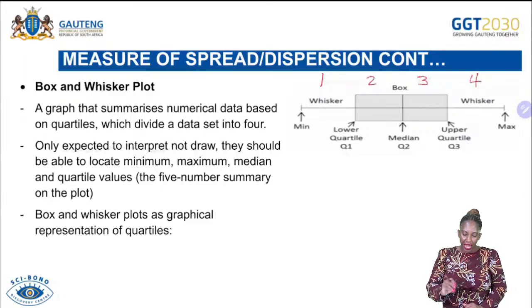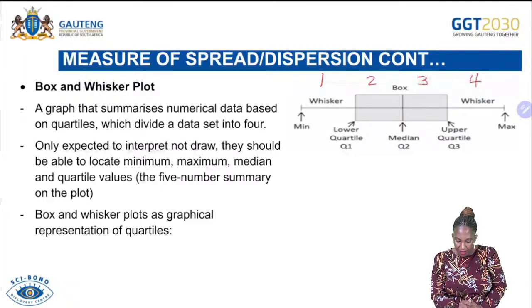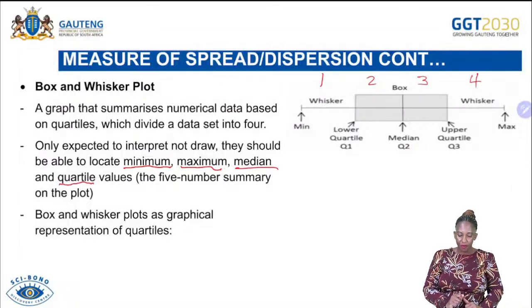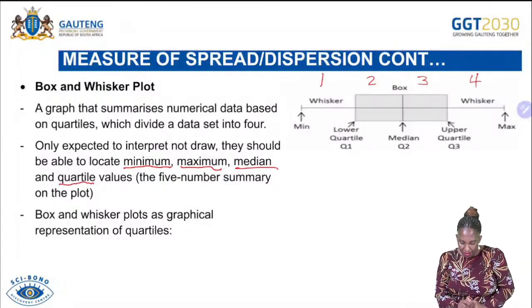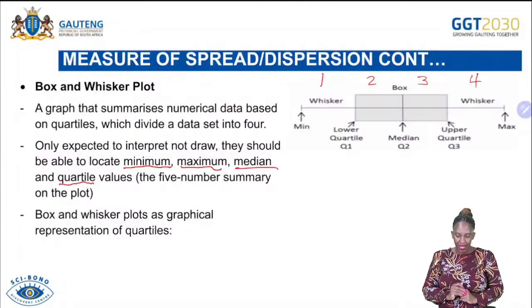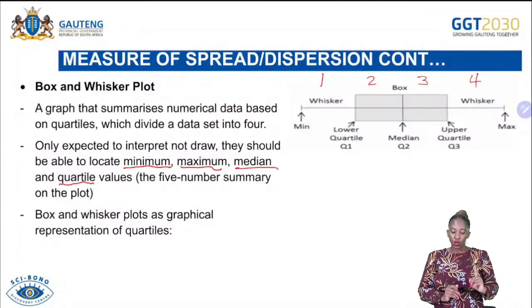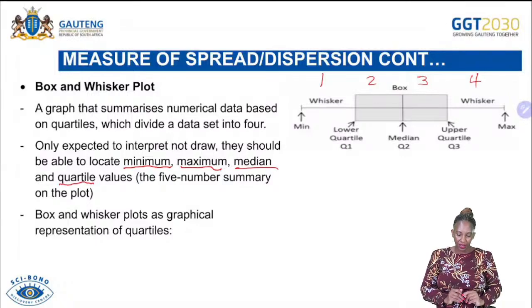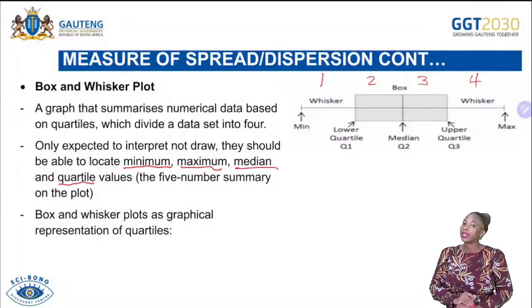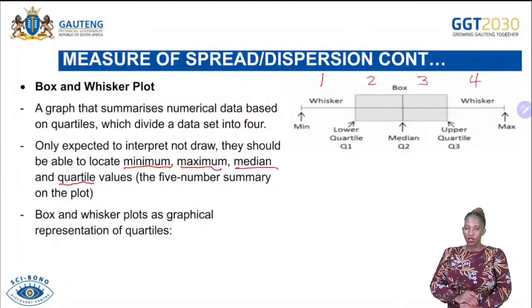And then you should be able to locate the minimum, the maximum, the median, and the quartile values. That information, we call it a 5-point summary. With the 5-point summary of the box and whisker, it's so nice. You are going to enjoy it, definitely. I'm telling you, because the answers are already there. You don't need to scratch your head. You don't need to plot it again.